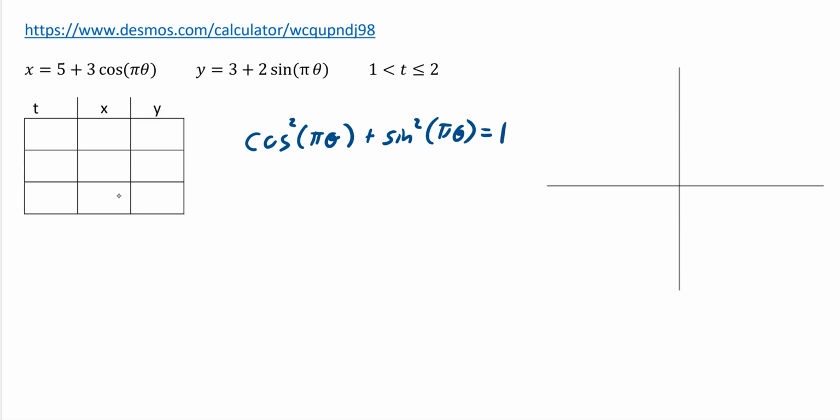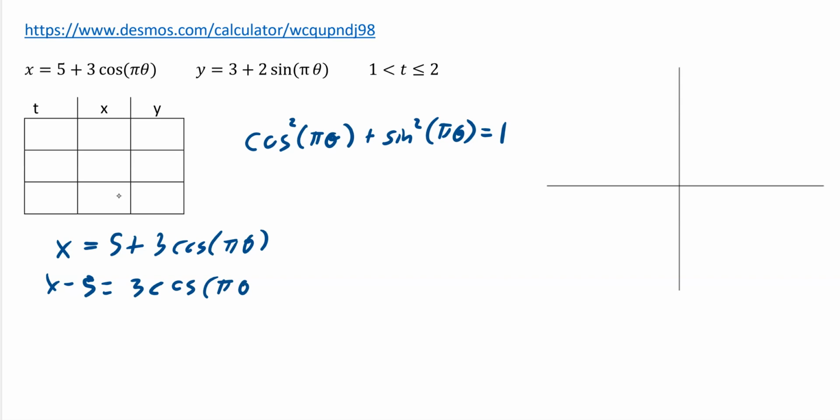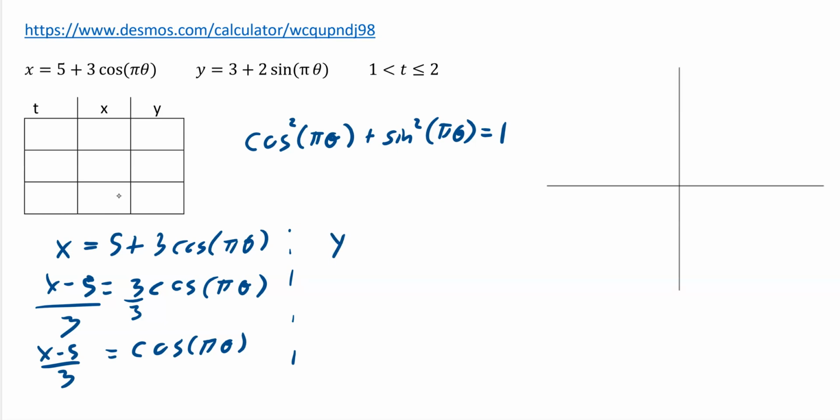Now if we take our x and solve for cosine of pi theta, we get x minus 5, sorry, I'm getting ahead of myself, equals 3 cosine of pi theta, since x equals 5 plus 3 cosine of pi theta. So x minus 5 equals 3 cosine pi theta, and then you just divide by 3. So we have cosine of pi theta is equal to x minus 5 over 3. Then we do the same thing with the y. I'm going to take one extra step here just so we have a nice problem. All right, so y minus 3. You can see how you can get quick at this.